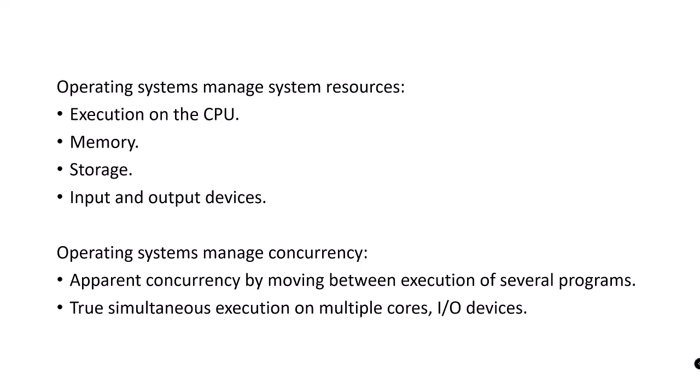Which programs execute on the CPU at any given time? The memory on the computing platform, its storage, and the input and output devices. One of the things that operating systems do is manage concurrency. Apparent concurrency can be provided by moving between several programs, executing part of one and then part of the next. Many computing platforms provide resources that allow true simultaneous execution on multiple cores and perhaps on I/O devices as well.